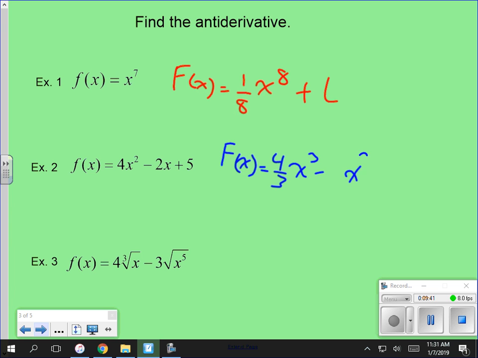Minus x squared, increase the power by 1. But I don't need anything in front because I do have a minus 2x. That's nice, no fraction out in front. Plus 5x, a constant by itself, is that constant times x, plus c.